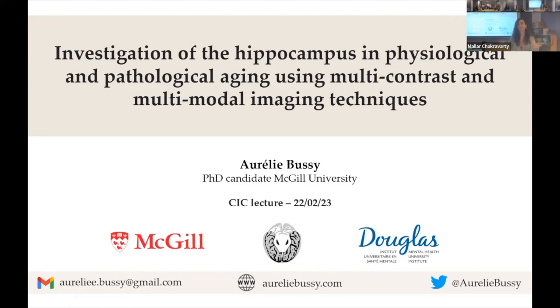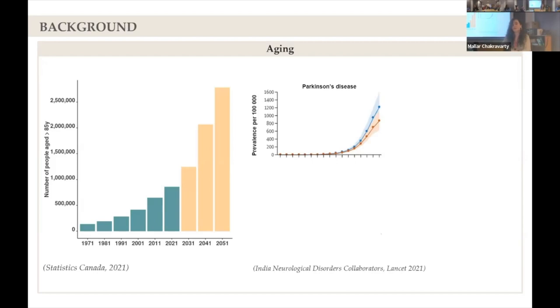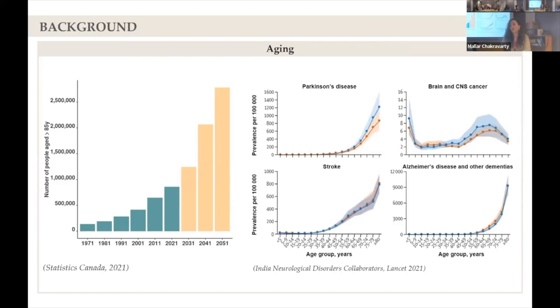As you probably all know, the population that is getting older has been increasing since the 70s, and it is expected to increase even more exponentially in the coming decades. Of course, that is a great thing because we are living longer, but it also comes with some drawbacks, because aging is a risk factor for a lot of neurodegenerative disorders, such as Parkinson's disease, brain cancer, stroke, or Alzheimer's disease and other dementia. I want to highlight that the y-axes in these plots are not on the same scale, so you can really appreciate that Alzheimer's disease is one of the biggest risk factors.